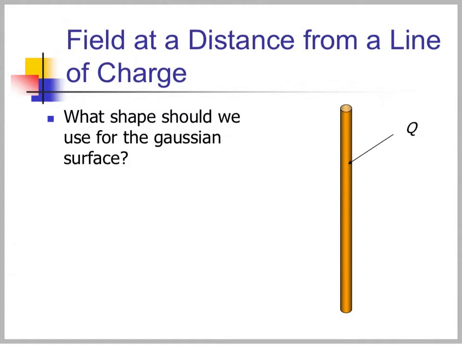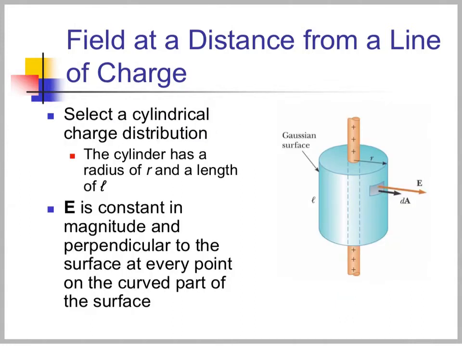In this case, we're going to use a cylinder. So the cylinder has a radius r and a length L. Now let's think about this. If this is a very long wire, the electric field has to point radially outward from the wire, because if I were to look at some point here, the electric field at this point might point in this direction, but there's another one here that cancels out, and so all the electric field has to point radially outward.